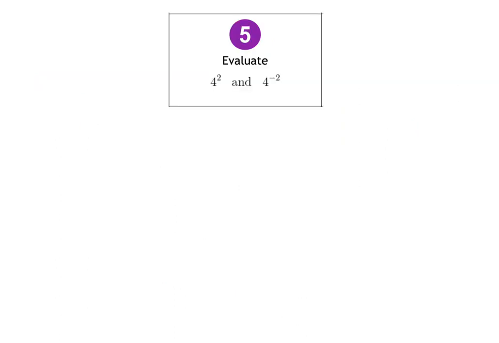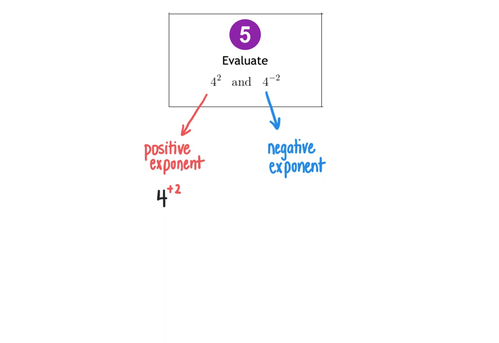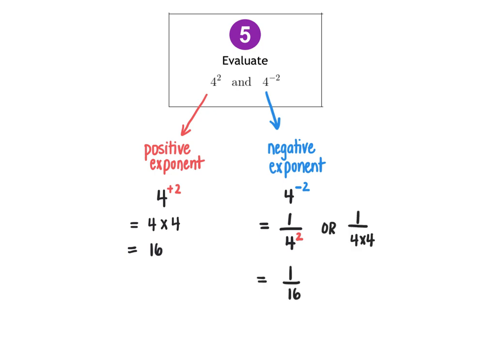In this question, we'll look at the difference between having an exponent that's positive and an exponent that's negative. In our first example, we have 4 to the power of 2, which is 4 times 4. This is going to give us 16, of course. The second example, 4 to the power of negative 2, can be rewritten as 1 divided by 4 to the power of 2, or 1 over 16.